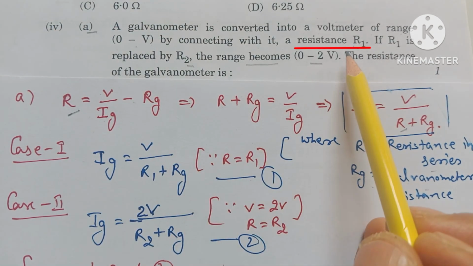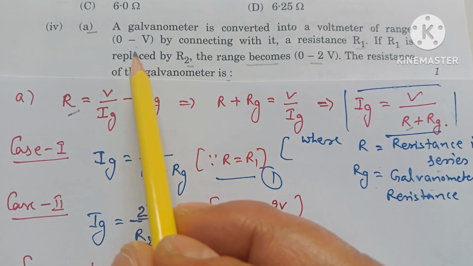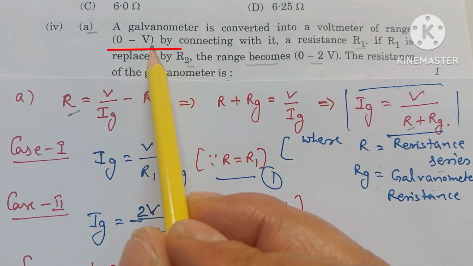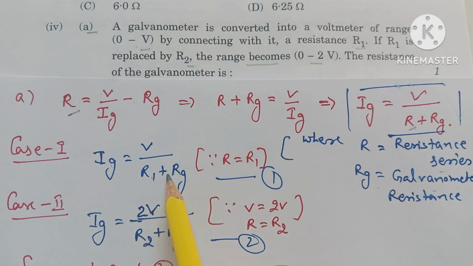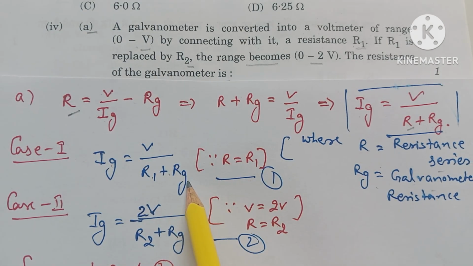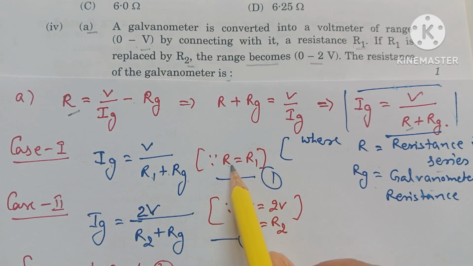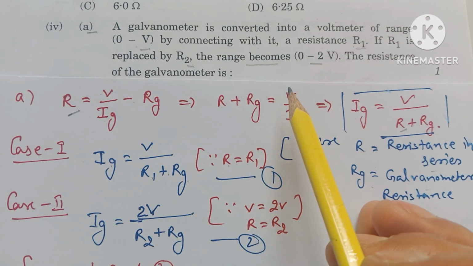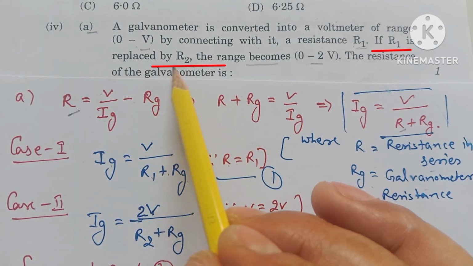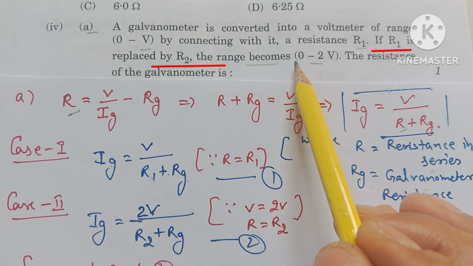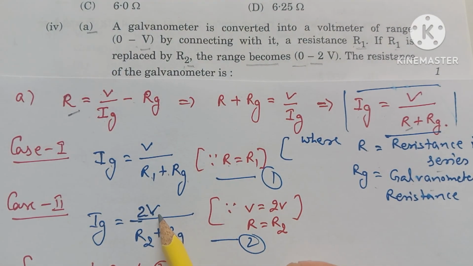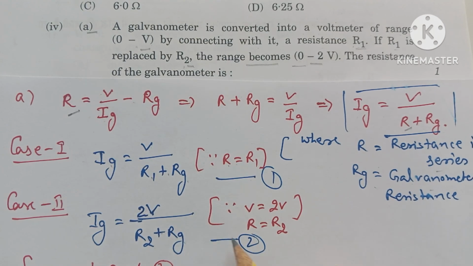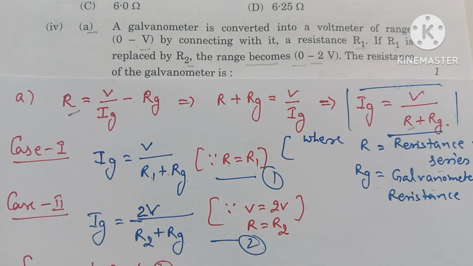In the first case, the resistance is R1 and the range of the voltmeter is V volt. So Ig is equal to V upon R1 plus Rg, because here R is equal to R1. In the second case, when we replace R1 with R2 and the range becomes 2V volt, then Ig is equal to 2V over R2 plus Rg, and this is equation number 2.